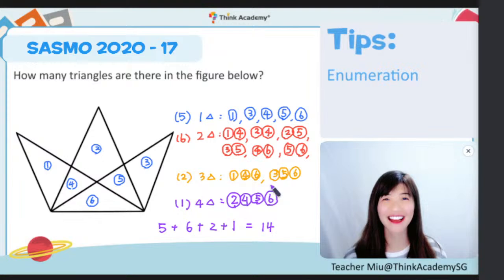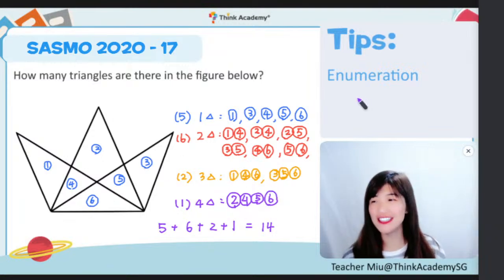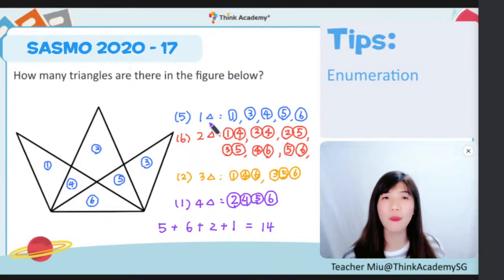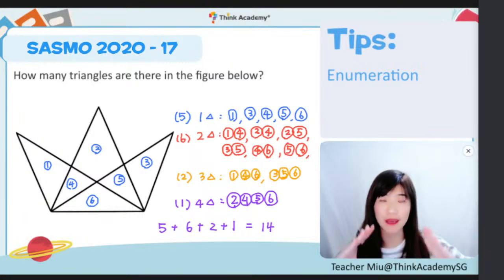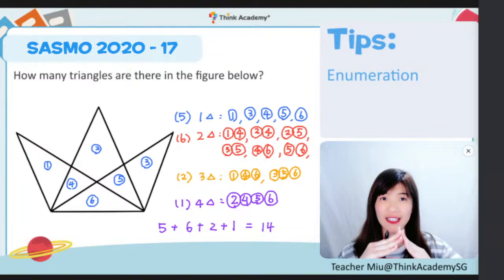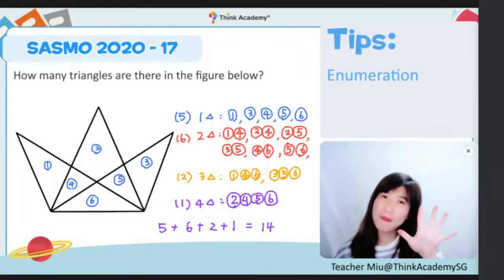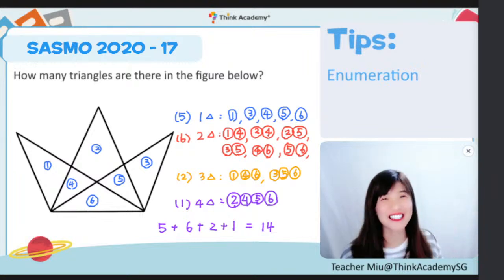Crazy, right? So for this question, we can use the method called enumeration. So starting from one smallest part, then go slightly bigger by combining 2 parts together, then combining 3 parts together and 4 parts together. Then you might say, Teacher Miu, is it possible to combine 5 parts together? You can try by yourself to find out.